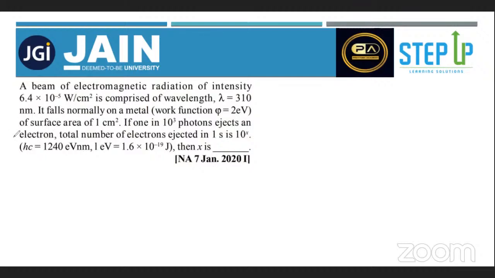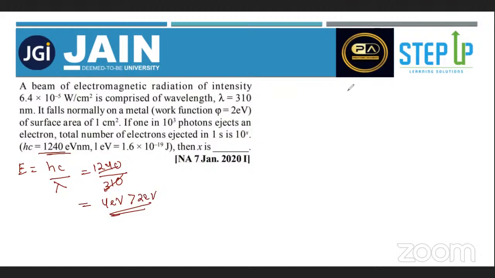So the first thing we should check is whether the photon falling on this is enough for ejection or not. To do that, I know that HC is 1240, so you take 1240 over lambda, which is given as 310 nanometer. This gives you the energy of 4 electron volt. Now you can see that 4 electron volt is greater than 2 electron volt, so obviously ejection will happen. That's the first thing you're supposed to check.